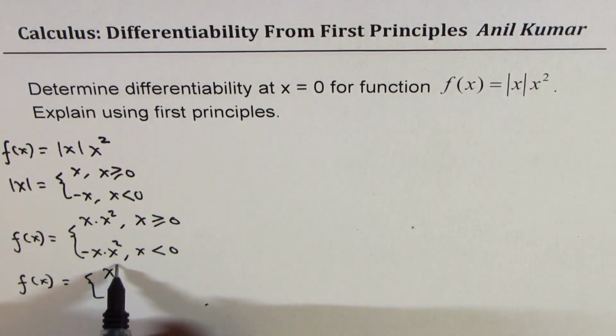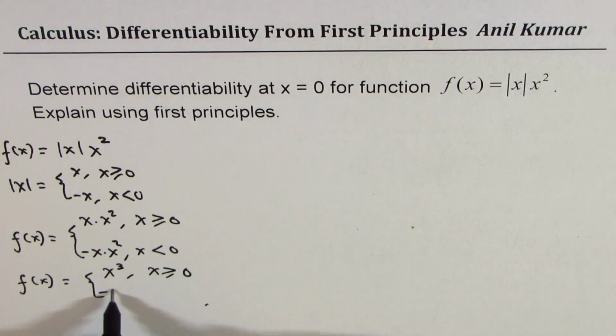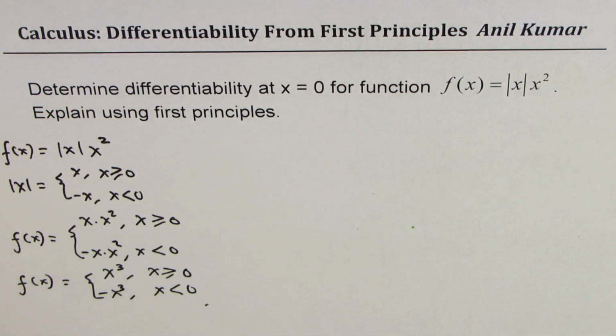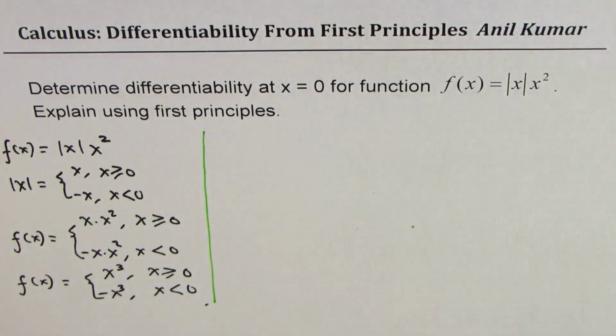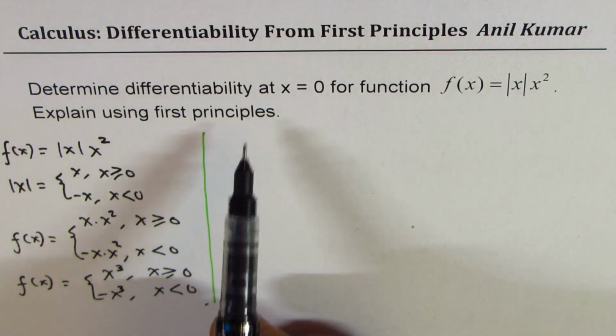The cube function: x cubed when x is greater than or equal to 0, but minus x cubed for x less than 0. So that becomes your function. Is that okay? So that is the first step. Now let us find the differentiability using the first principle.